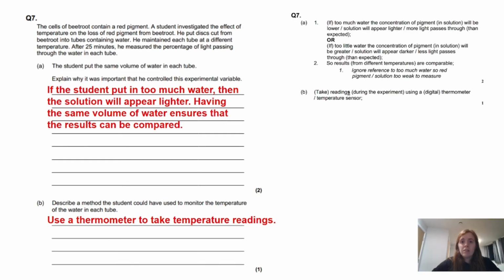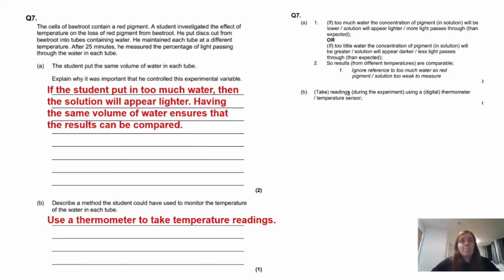Let's look at the mark scheme. For part A, the first marking point says if there's too much water, the concentration of pigment will be lower, or it will appear lighter, or more light passes through than expected. This is what I've said, so we'd get that mark. Or you can put the opposite: if they put in too little water, then the concentration will be greater, so less light will pass through, so the absorbance might be higher than it should be. Then marking point 2 is your explanation.